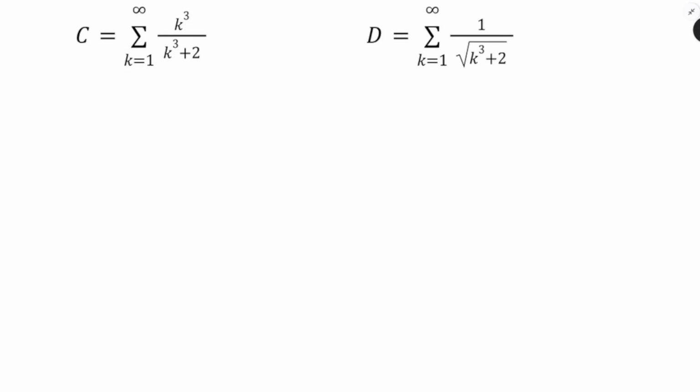D is a little bit more interesting. I've got the square root of k to the 3 plus 2. And so what you really want to do is kind of like simplify the situation in your mind. The square root of k cubed is going to be k to the 3 halves. So I'm going to limit compare to the sum as k runs from 1 to infinity of 1 over k to the 3 halves. Okay. This thing converges by the p-series test.